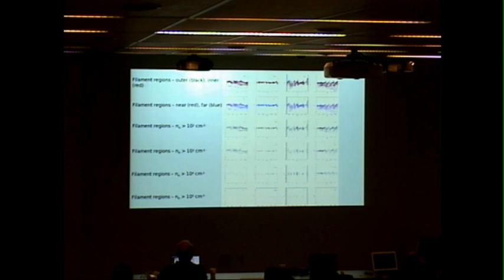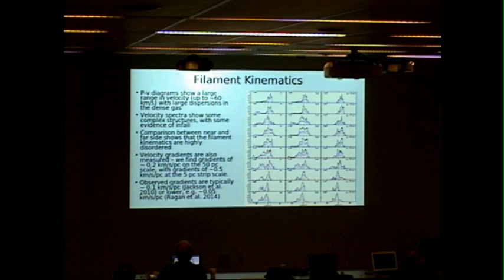So we can see, basically what we conclude from this is that the velocity ranges we're seeing are very high, up to about 60 kilometers a second, and the velocity dispersions in the dense gas are also very high.